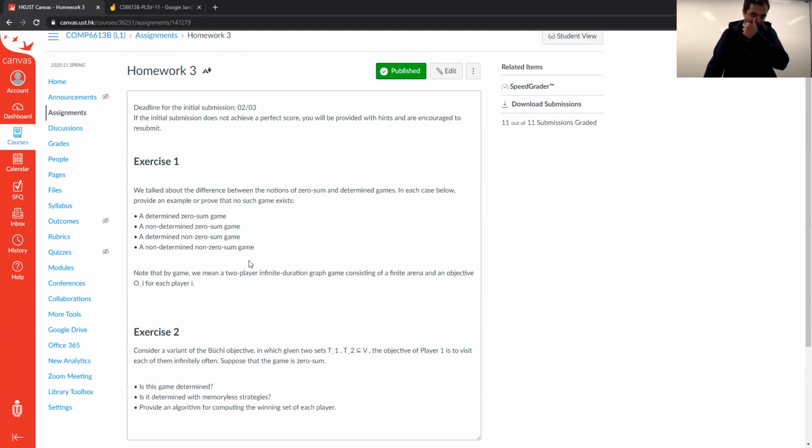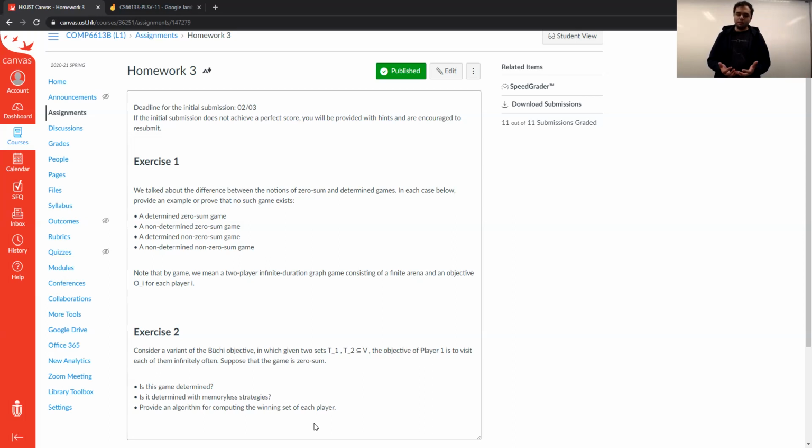you might think. So the way you should probably think about this is that zero-sumness basically talks about what happens in every play of the game, in every infinite path in your game. So the game is zero-sum if every infinite path either belongs to the objective of player 1 or to the objective of player 2, but not both, right? But when we're talking about determined games, we are talking about strategies.